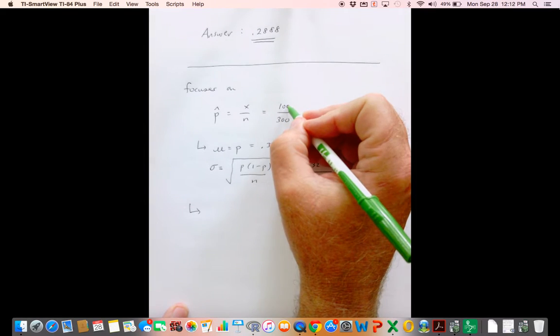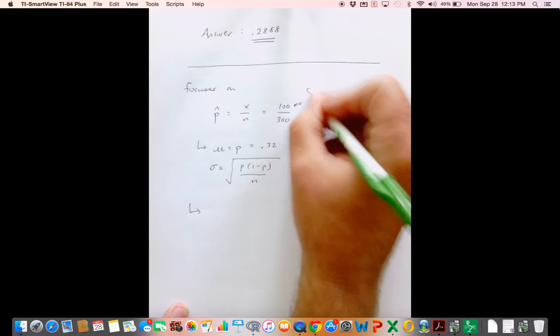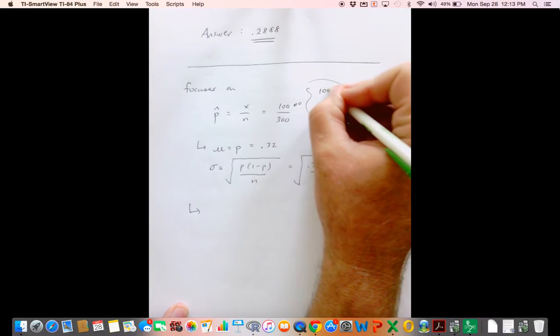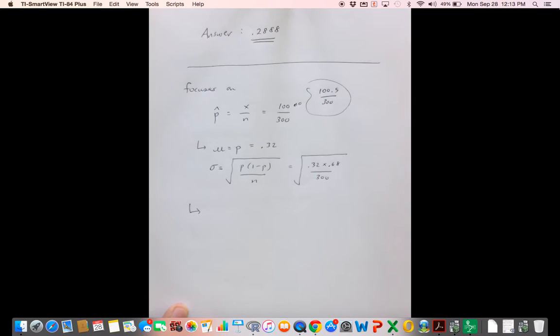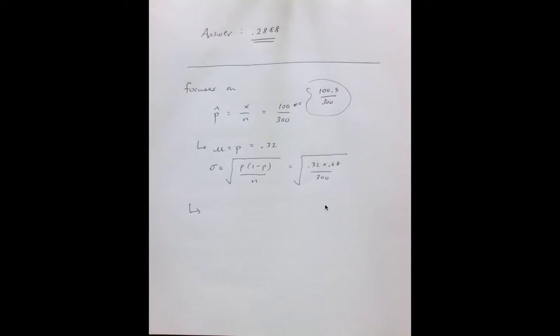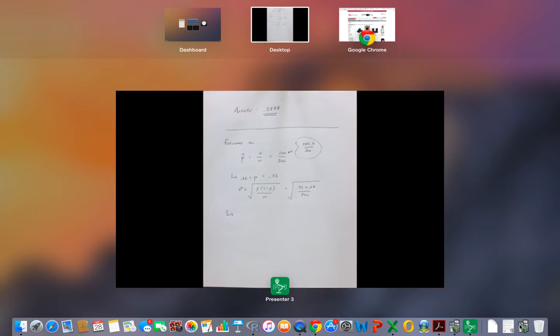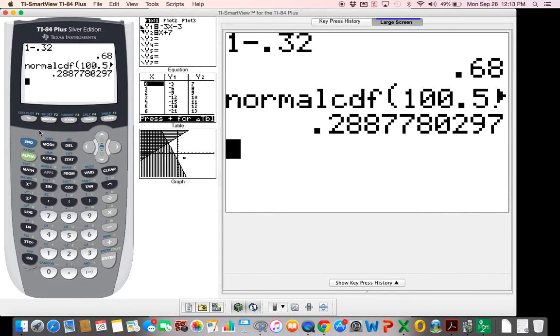So we have to add 0.5 to this. Since we're doing greater than, we look at the upper bound of 100.5 out of 300. Now I'm going to do a less than problem here in just a second and show you how we work on that. Okay, so what we would do here is go to normal CDF.